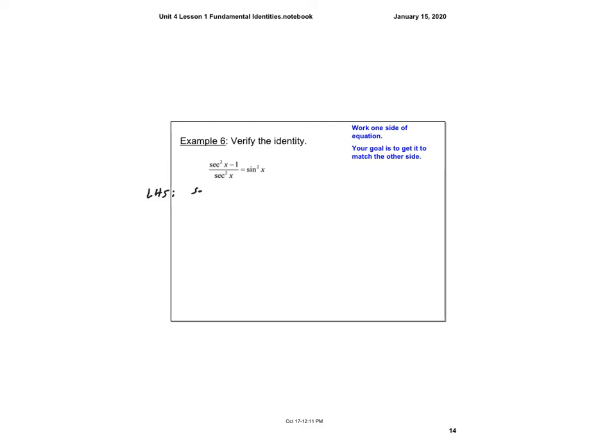So maybe we want to take the first term up there in the numerator and put it over the common denominator. And then take the second term over there, put it over the common denominator. All right, so secant squared x divided by secant squared x is 1. And over here, since I'm trying to get the sine squared, I'm going to change that secant squared into 1 over cosine squared. Right? Secant squared is 1 over cosine squared.